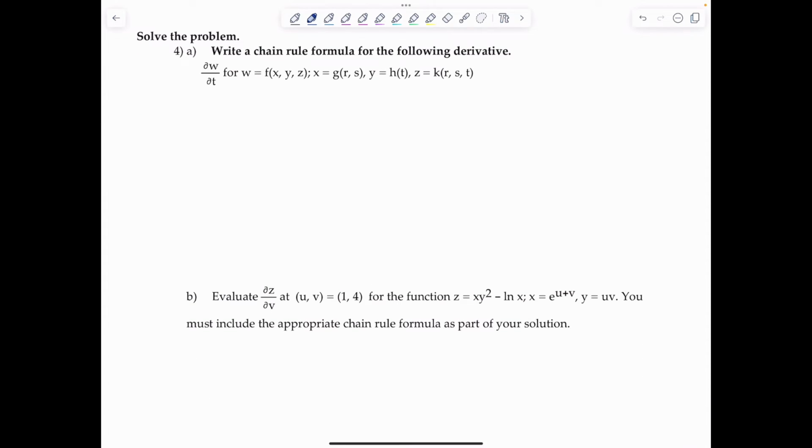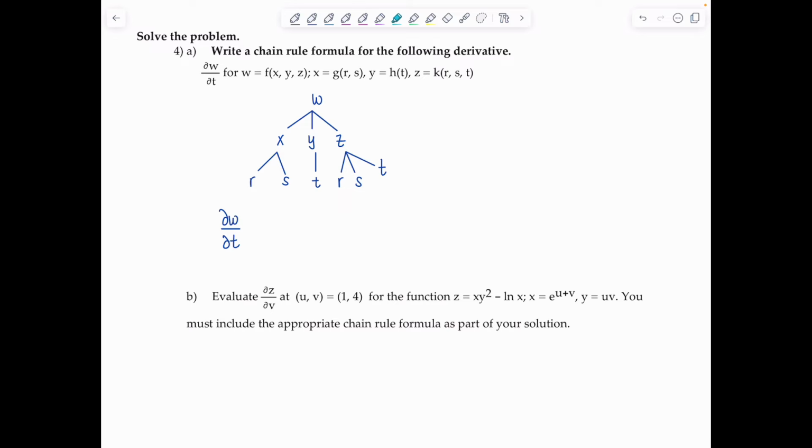So write a chain rule formula for the following derivative. We want del w del t for w, which is a function of x and y and z. So I'm going to make a tree diagram. W is a function of 3 variables. And then x is a function of 2 variables, r and s. Y is only a function of 1 variable, t. And z is a function of 3 variables, r, s, and t. And so we have to write the chain rule formula for del w, del t.